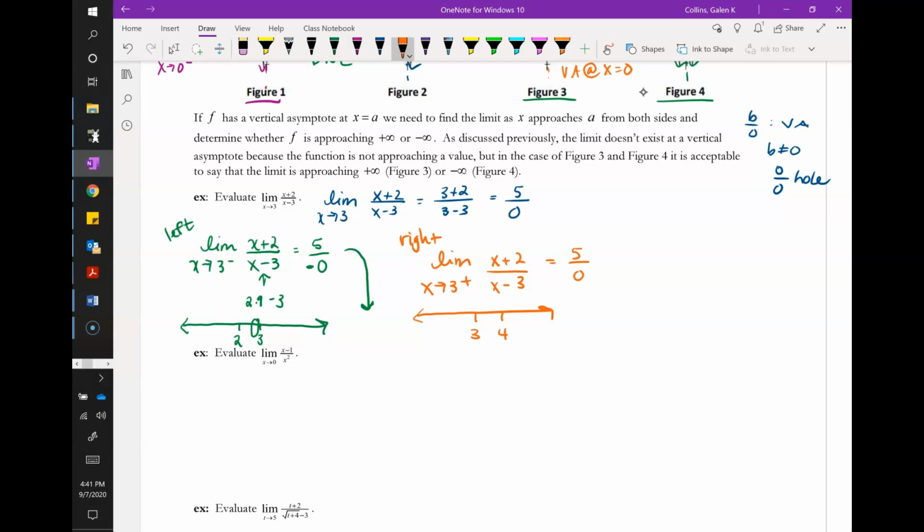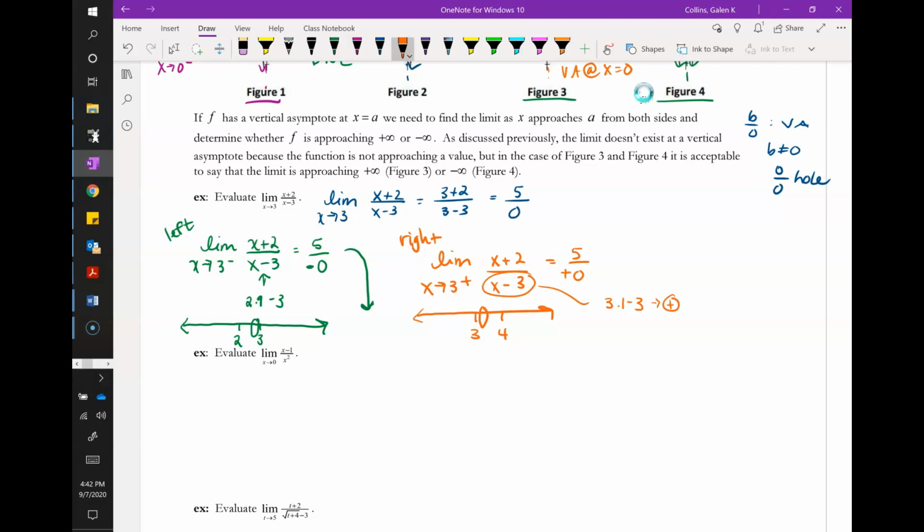On our number line, I know 4 is a number that's safely to the right of 3. Again, I want to stay as close to the 3 as I can. So maybe in my head, I could even just try 3.1. And this denominator is all I'm worried about. If I think of 3.1 minus 3, that yields a positive number. So we get this positive 0 on the bottom.